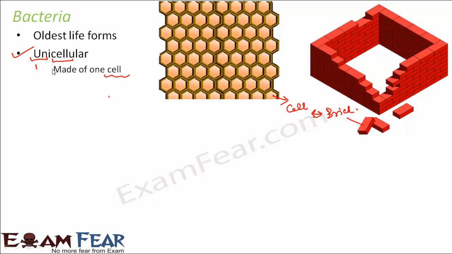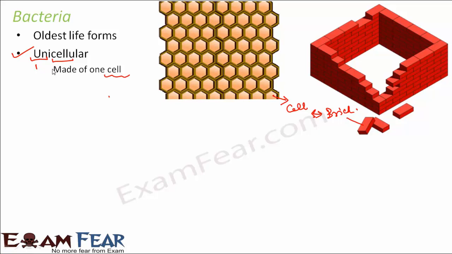So an organism which is made up of just one cell. That means just one brick is forming the entire building. So only one brick is present in the construction. So similarly, if there is a living organism which is made up of only one cell, that is called unicellular. So bacteria are unicellular, but if you take the example of human beings, we are all multicellular. Our body is made up of multiple cells.